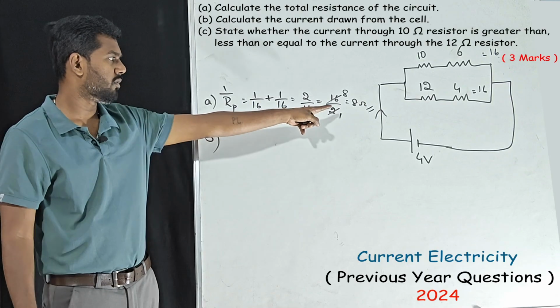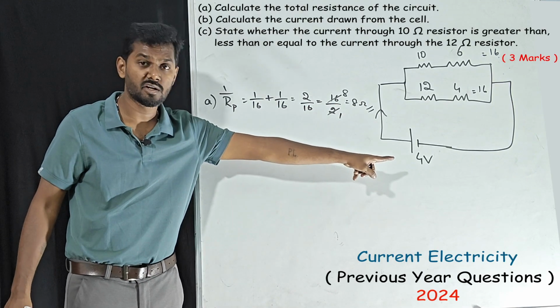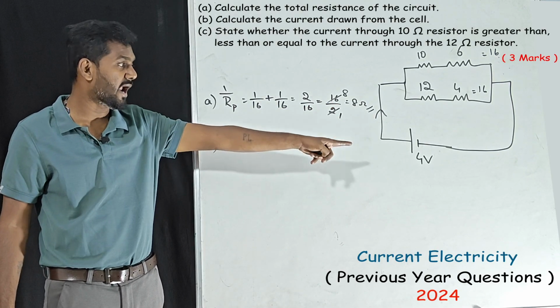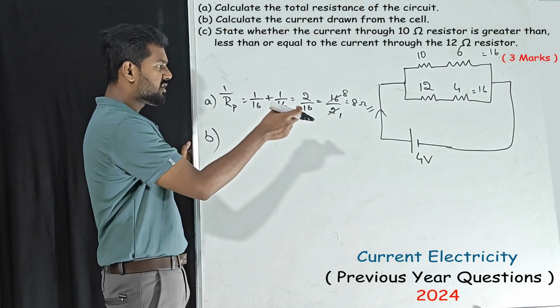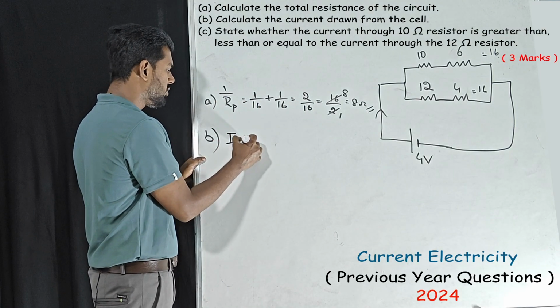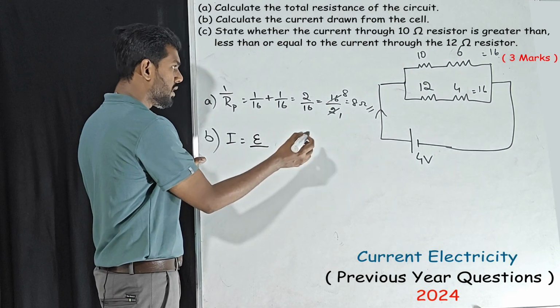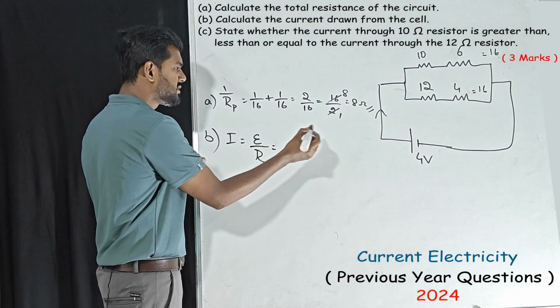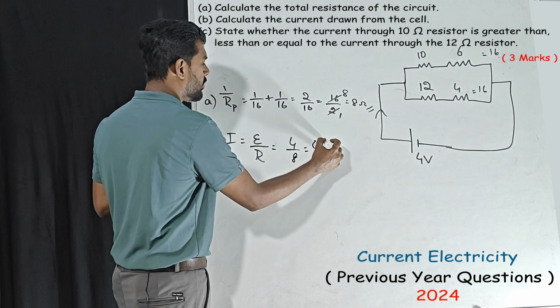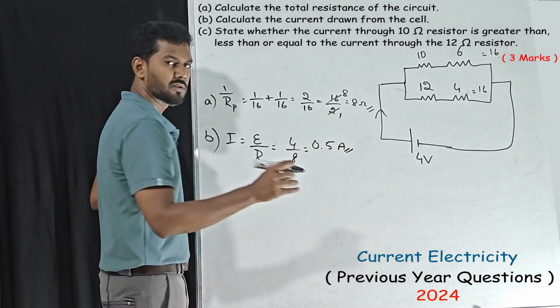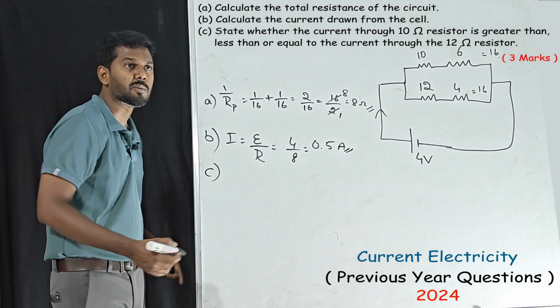Very simple question. We have resistance, we don't have internal resistance. If we had internal resistance, we would have to add that internal resistance to find the current value. Resistance is given, EMF is given, I is equal to E by R. What is E? 4. What is R? 8. It will be 0.5 amperes. That's it. Next, sub question C.